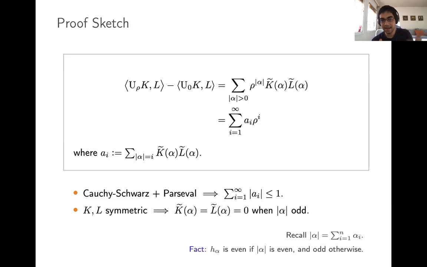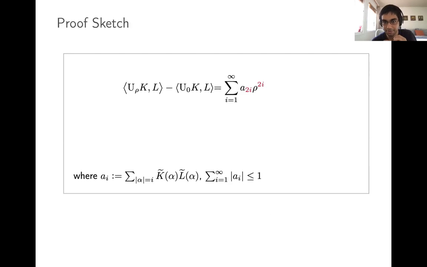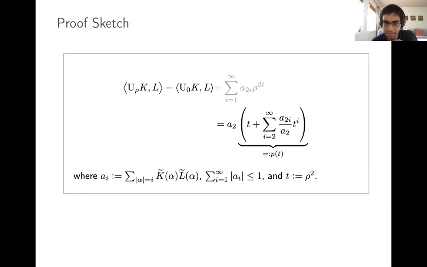So let's incorporate these two facts into this power series. The symmetry will kill off all the coefficients a_i when i is odd. So you can just write this in terms of these even indices. And we have this additional constraint that the sum of the absolute values of these coefficients is at most 1. And we're going to actually pull out this a_2 and write this difference as a_2 times this new power series P(t). And there are some nice properties about this power series P(t). Its constant term is 0. In other words, P(0) is 0.